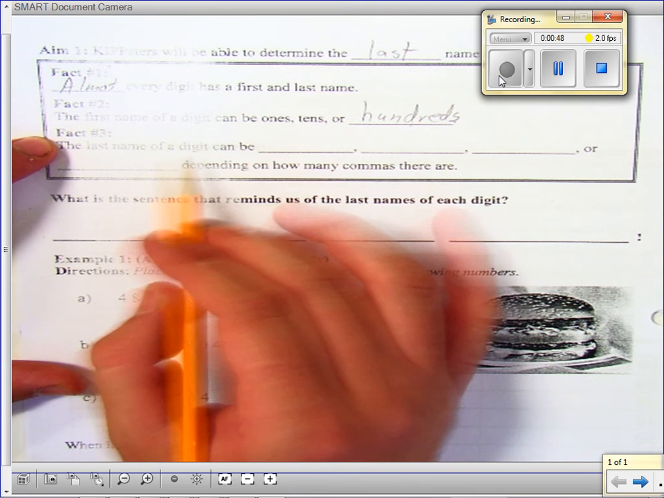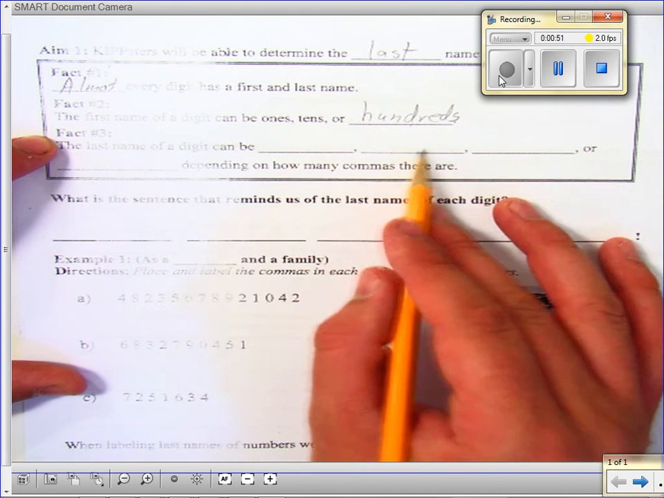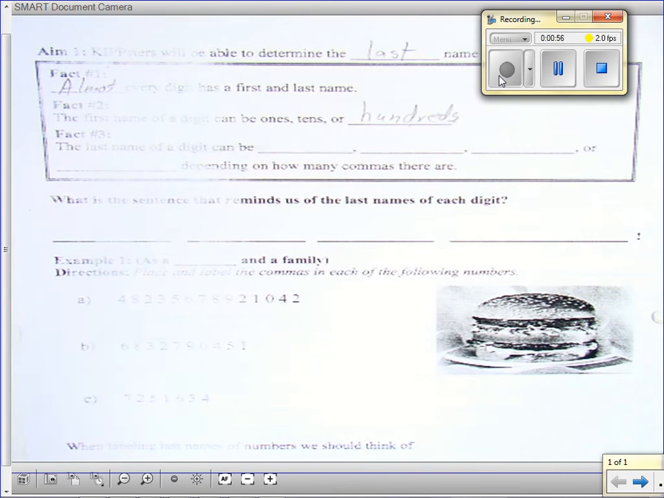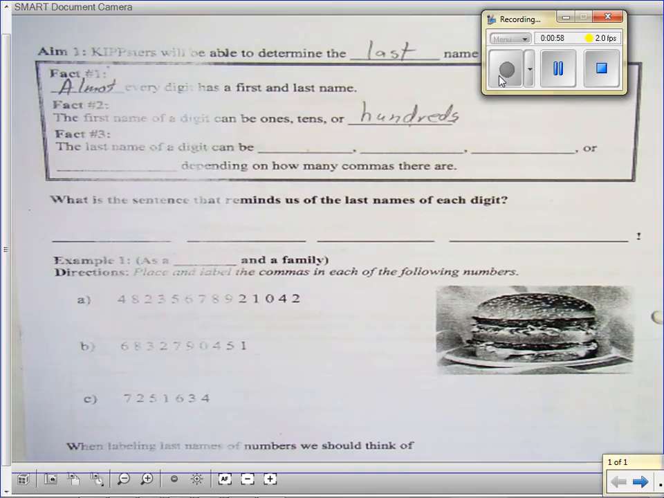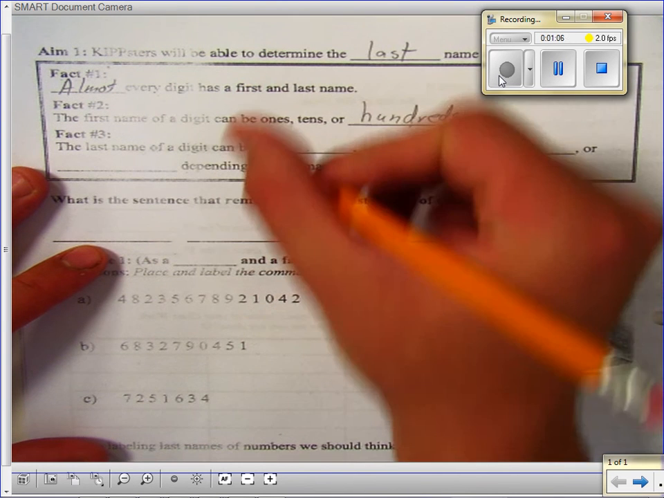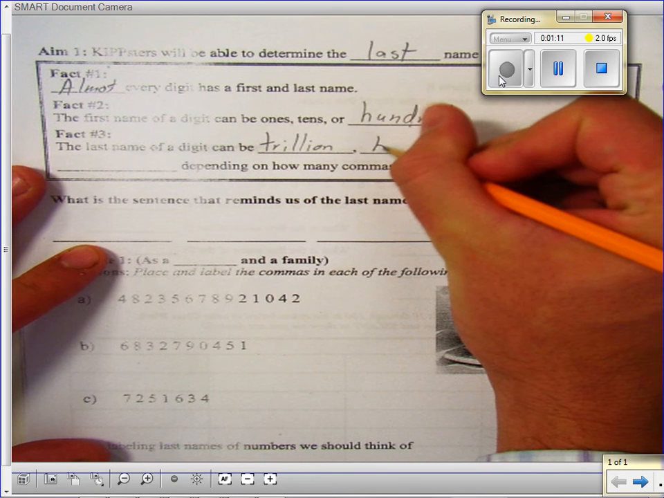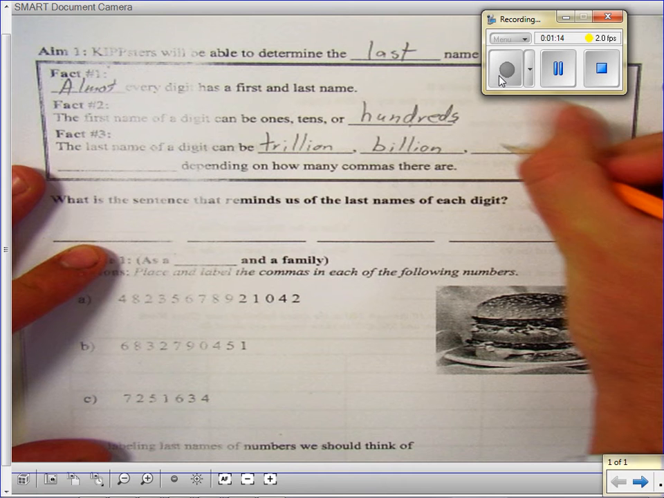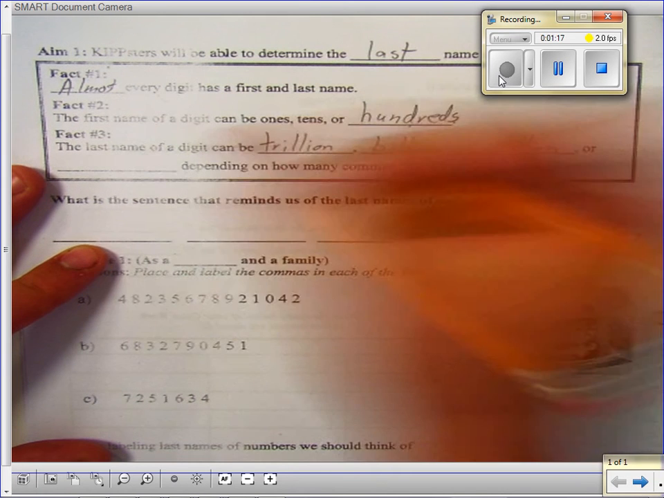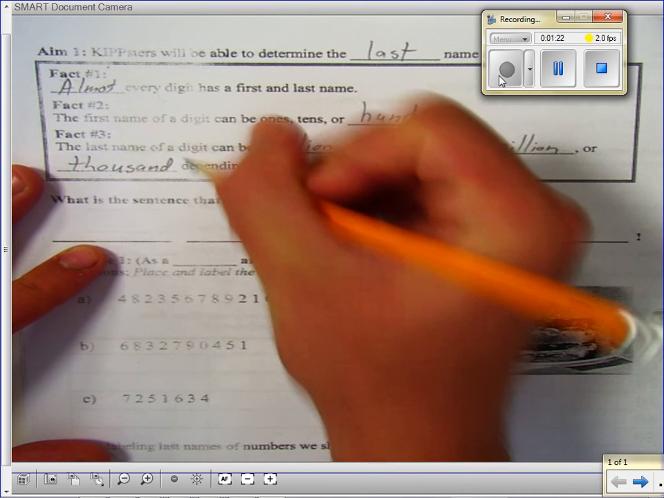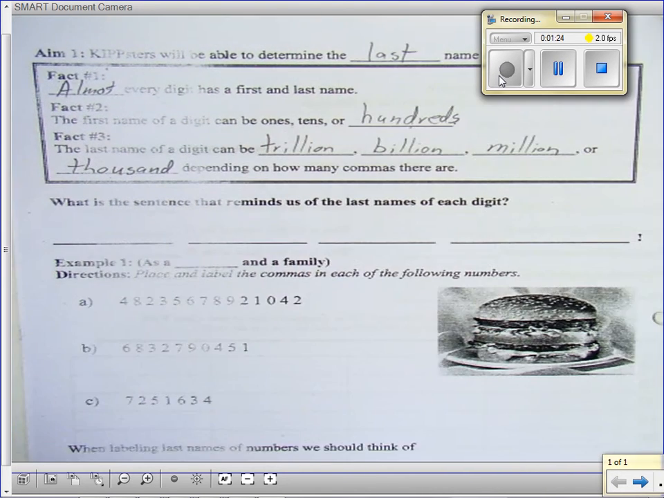The last name of a digit can be, or depending on how many commas there are. Who can tell me all 4 names? That's correct. Trillion, billion, million, or thousand. Depending on how many commas there are.